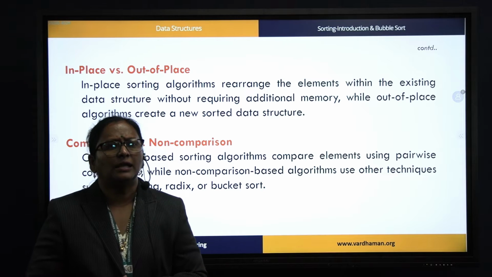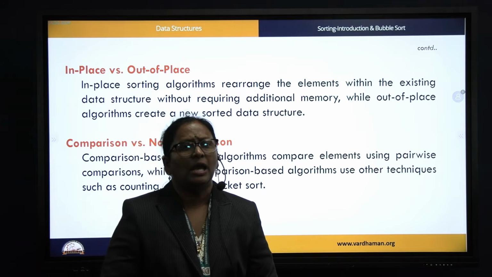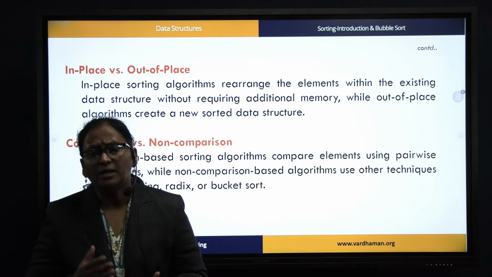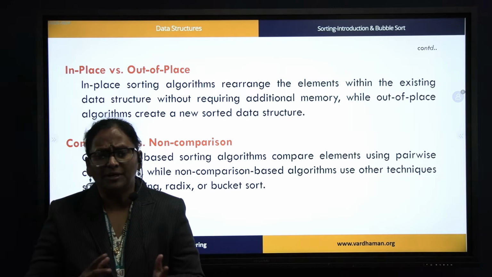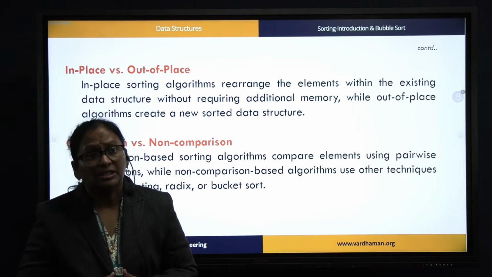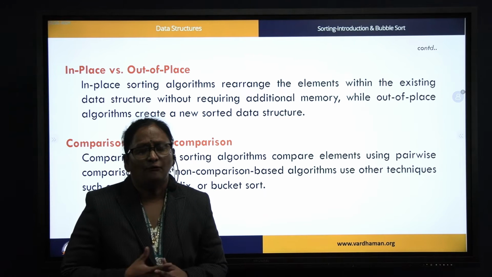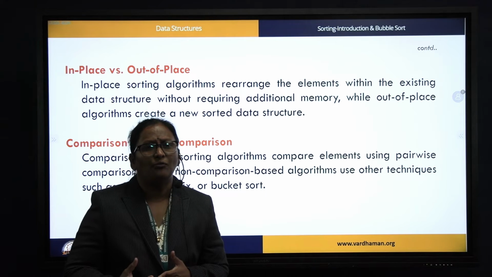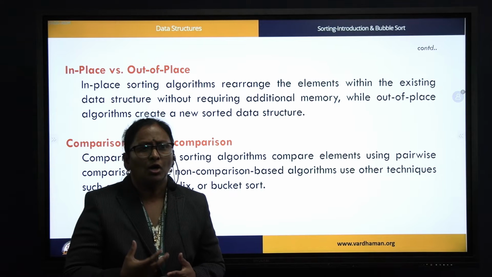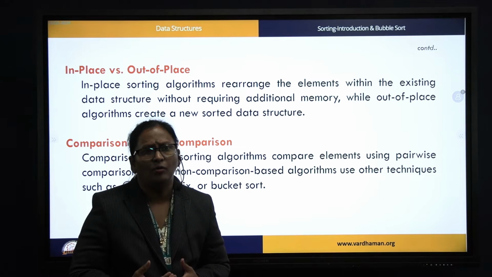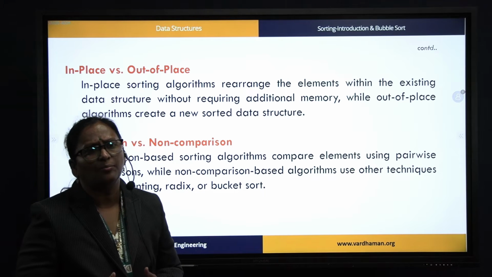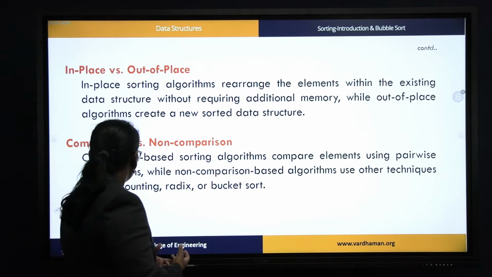And another key concept we have is comparison versus non-comparison. Comparison means we compare the elements, making a comparison between any two elements to get the sorted order. But we still have certain approaches where without comparison also we can arrange our elements. Those algorithms come under the category of non-comparison algorithms. Like we have counting sort, radix sort, as well as bucket sort. These are well-known, popular examples of non-comparison sorting methodologies.